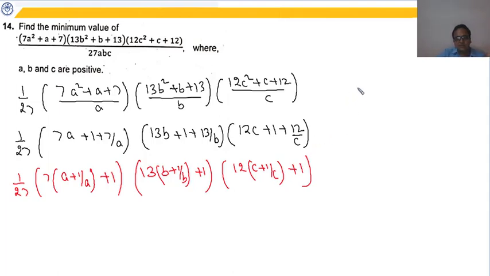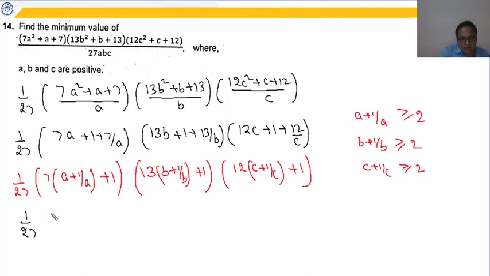We know one basic result: a positive number plus its reciprocal is either equal to 2 or greater than 2. This applies to all the three cases. B plus 1 by b is greater than or equal to 2. C plus 1 by c is greater than or equal to 2. They are all positive, non-zero real numbers. And we have to find the minimum value of the entire expression. So we say this minimum value will be only when all the three brackets attain its minimum.